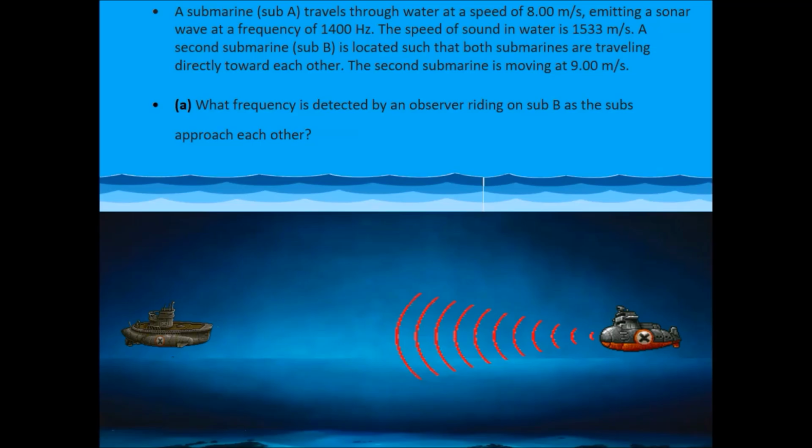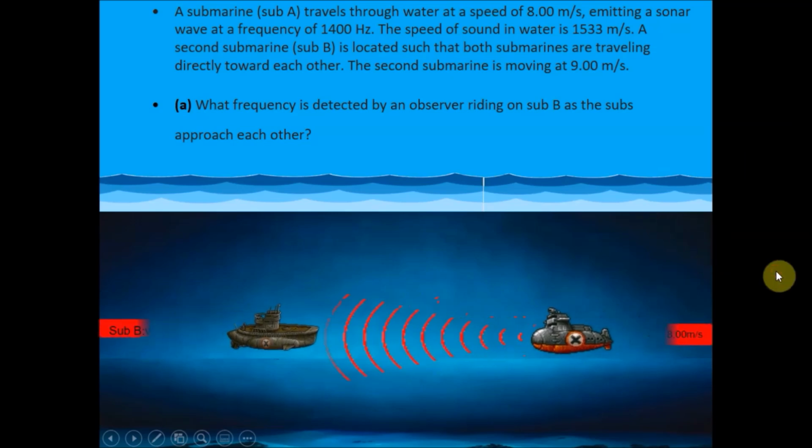A second submarine, sub B, this one over here, is located so that both submarines are traveling directly towards each other. The second submarine is moving at 9 meters per second, slightly faster than the one emitting the waves. So the question is, at what frequency is the sonar detected by an observer on sub B as they approach one another? Sub A is moving and emitting a pulse. This one is moving at 8 meters per second, this one at 9.